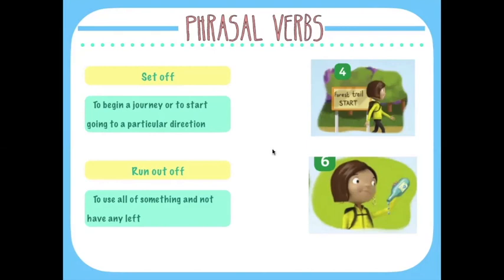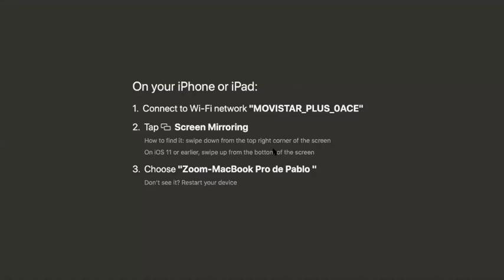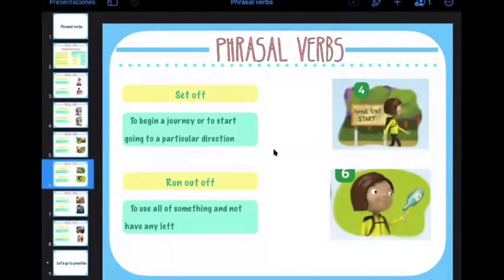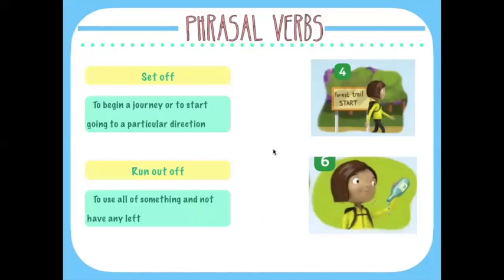Okay. The girl is set off. Don't use the verb to be. Sorry, Pablo. You say the verb. Set off. Okay. The girl sets off walking in the forest. Set off. And you say the place, the forest. Very good. Good job, Pablo.